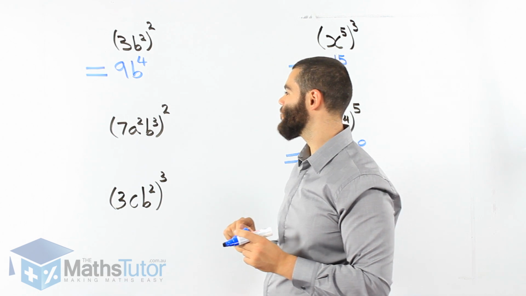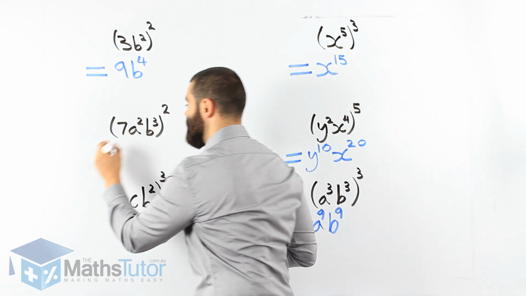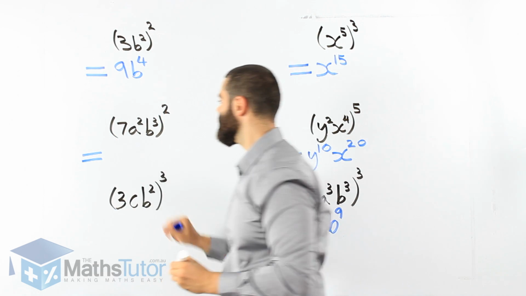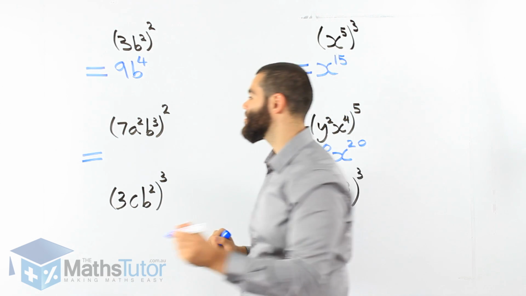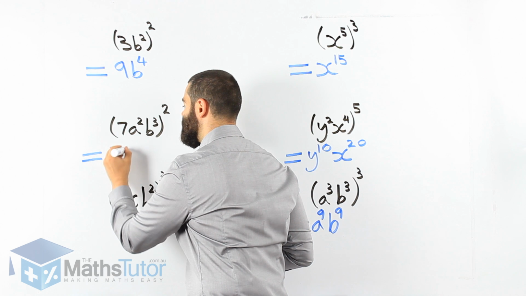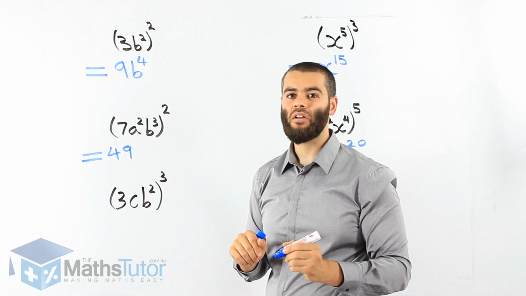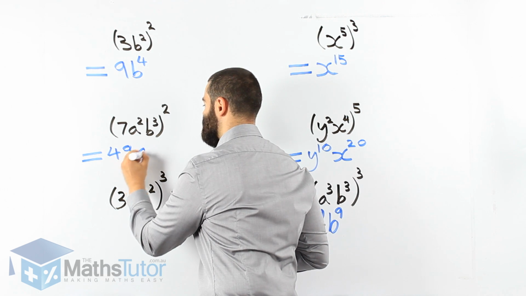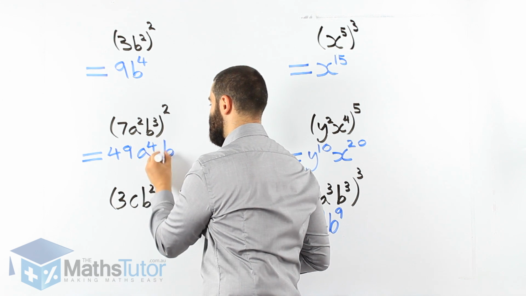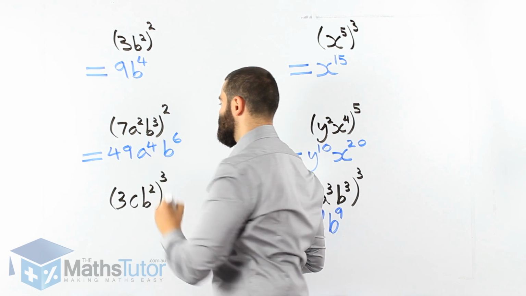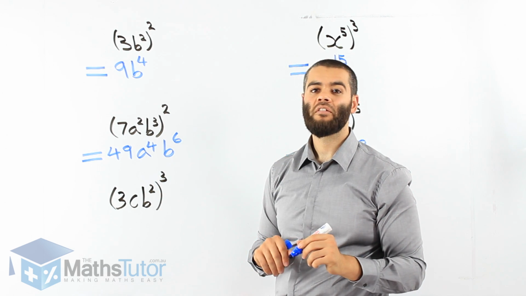7, a to the power of 2, b to the power of 3, all in brackets, to the power of 2. 7 is a numeral. We must be careful. 7, it's not 7 times 2, it is 7 squared. So 7 times 7, 49. 7 squared is 49. Now the indices. 2 times 2, power to power, is 4, and b, 3 times 2 is 6. 49, a to the power of 4, and b to the power of 6.